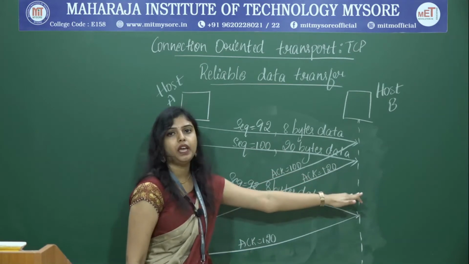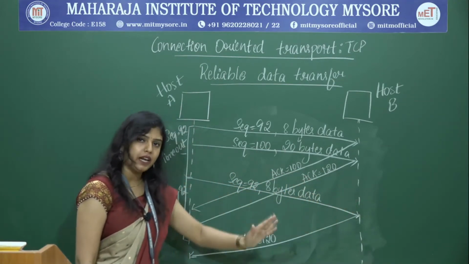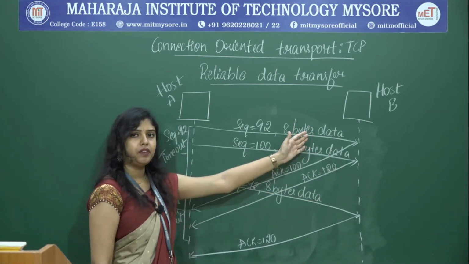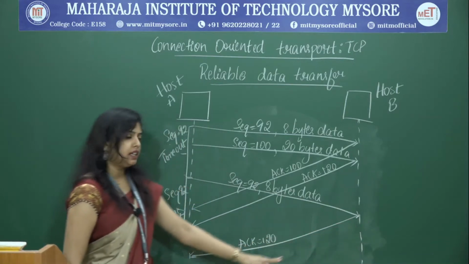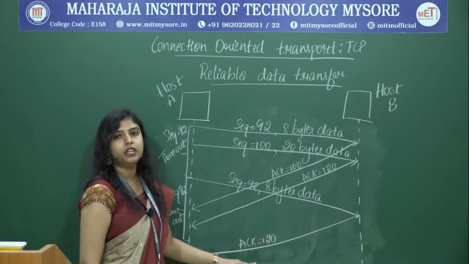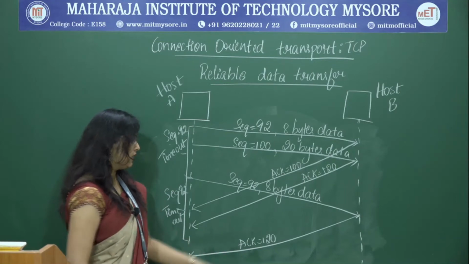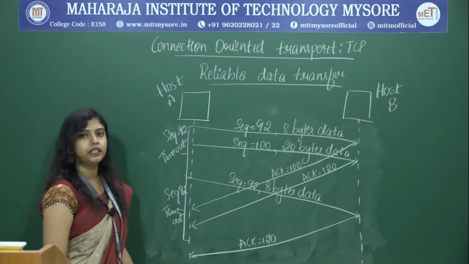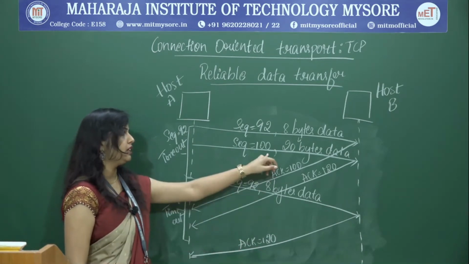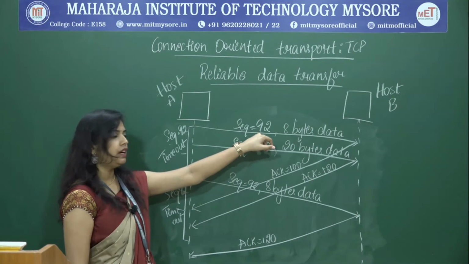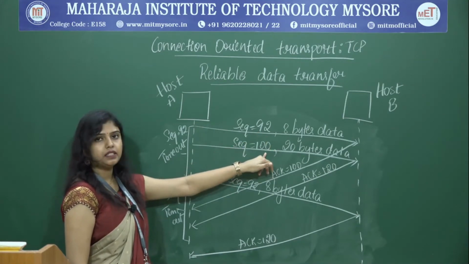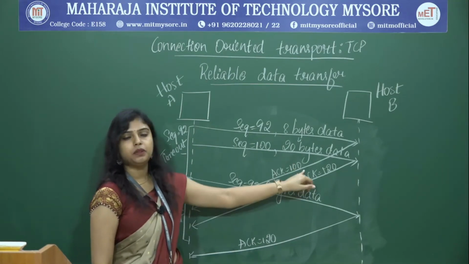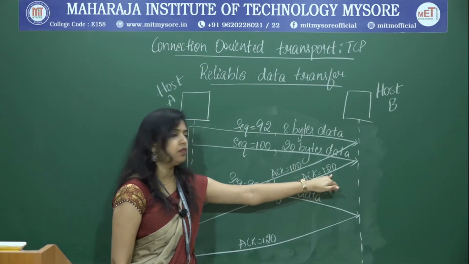Since host B has already received both of the packets correctly, what will it do? It will not acknowledge the previous packet, it will acknowledge the recent packet it has correctly received. That is why it is sending the acknowledgement of 120. It was already received, and later it received the next sequence packet, and instead of sending again the acknowledgement 100, it is sending the acknowledgement 120.